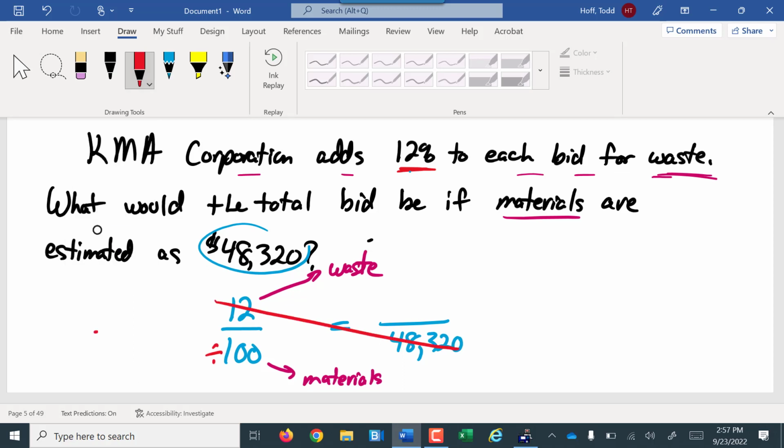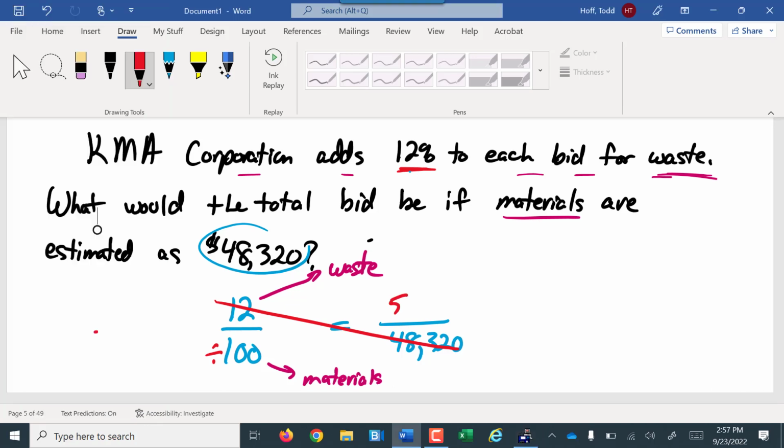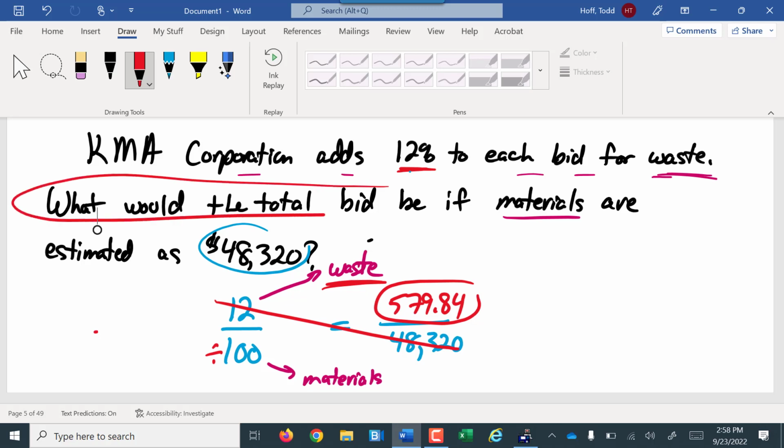Perfect. 12 times 48,320 divided by 100. 579.84. Now, whenever we come up with the result of a calculation, we should always go back and make sure it answers the question. This number represents the waste. Are we asked to find the amount for waste? We're asked to find the total bid.